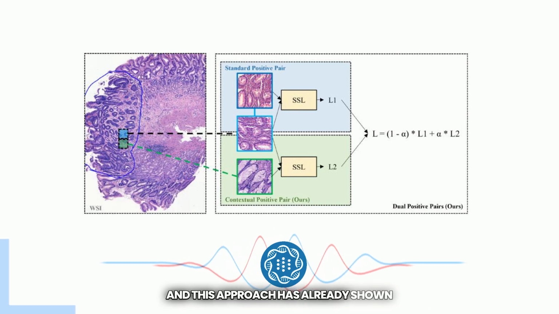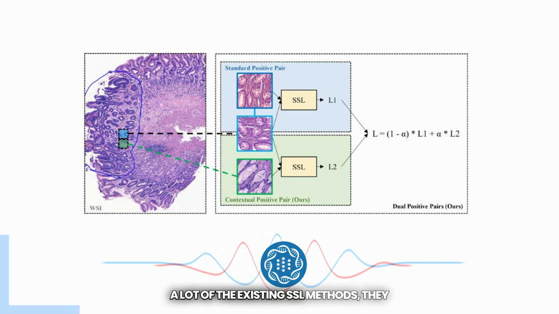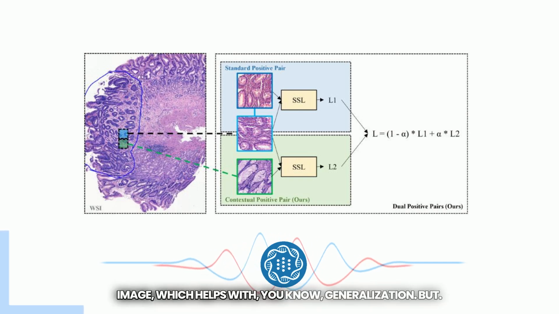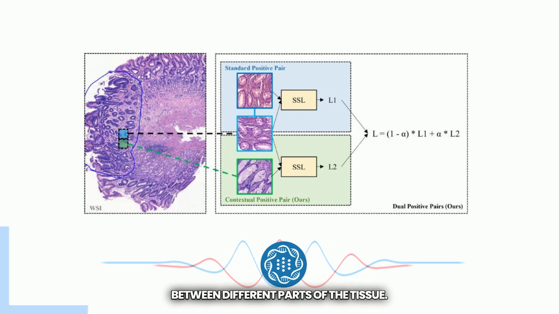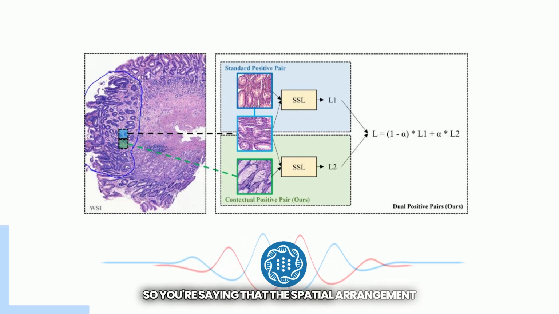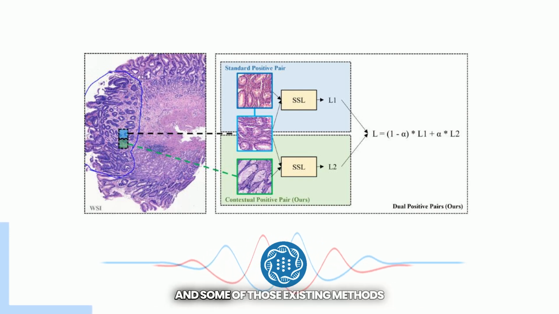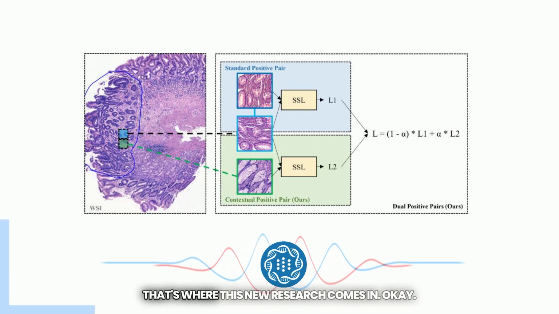And this approach has already shown a lot of promise in histopathology, but here's where things get really interesting. A lot of the existing SSL methods rely on tricks like flipping or rotating the image, which helps with generalization, but it doesn't always capture the relationships between different parts of the tissue. So you're saying that the spatial arrangement of the cells within a tissue sample is really important. Very important. And some of those existing methods might be missing those cues. Exactly. That's where this new research comes in.